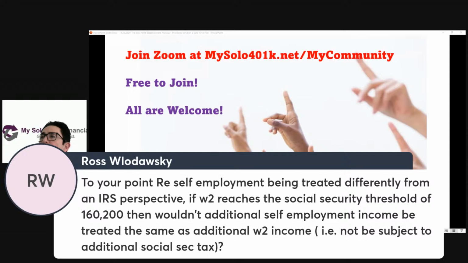To your point regarding self-employment being treated differently from an IRS perspective, if the W-2 reaches a Social Security threshold, then wouldn't additional self-employment income be treated the same? Yes, that is true.